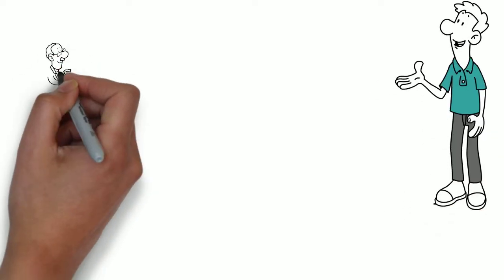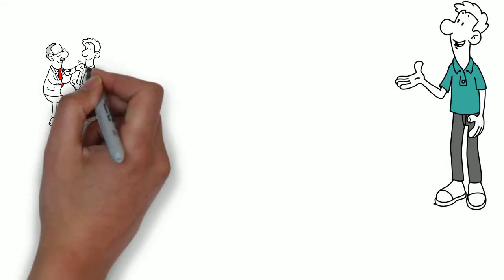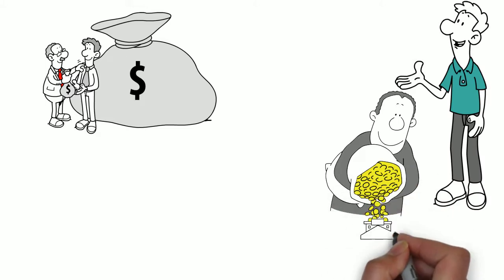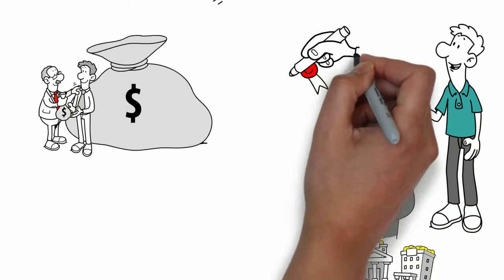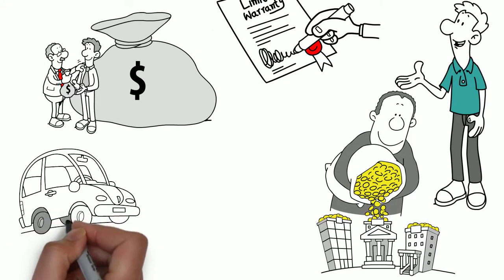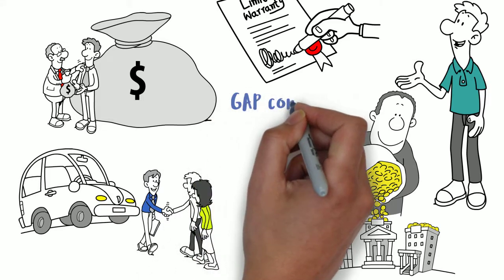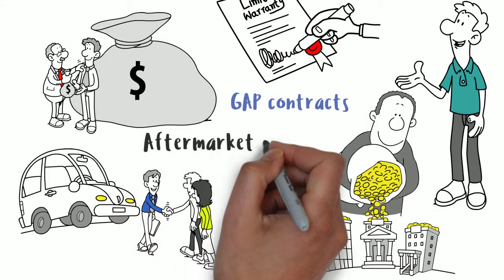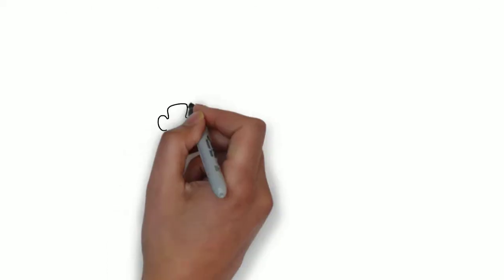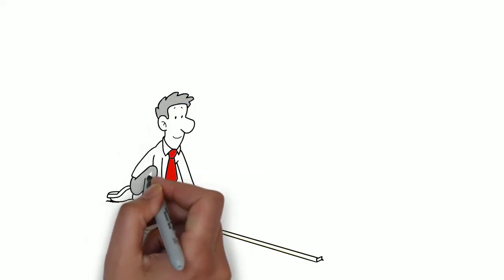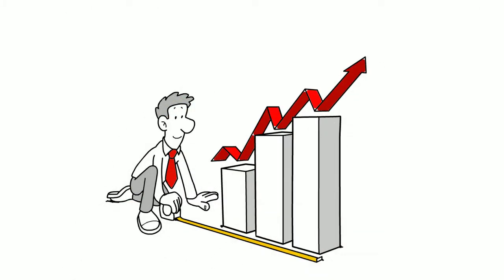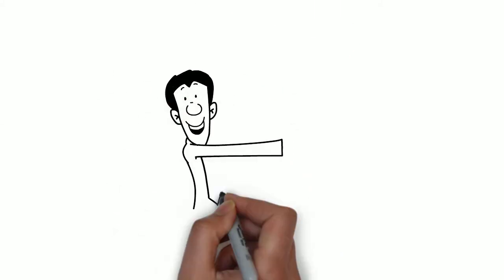At its core, reinsurance is a way for dealers to maintain the unused premium as well as investment income generated by the limited warranties, vehicle service contracts, gap contracts, and other aftermarket products they sell. What's even better is with the right structure, most of this money is taxed at capital gains rates. So, let's look at an example.